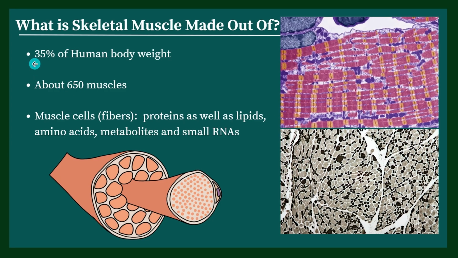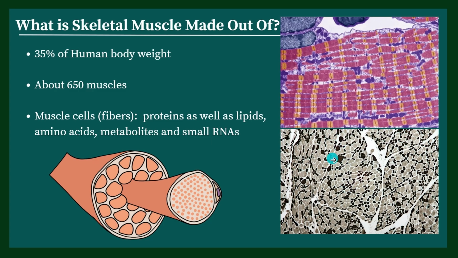There's about 650 muscles, and also it's 35% of our body weight. Some people, it's more than that. So muscle cells, fibers, that's what they're made out of. Muscle cells, proteins, as well as lipids, amino acids, metabolites, and small RNAs. Also, there's DNA inside of the nuclei that are also inside of there.